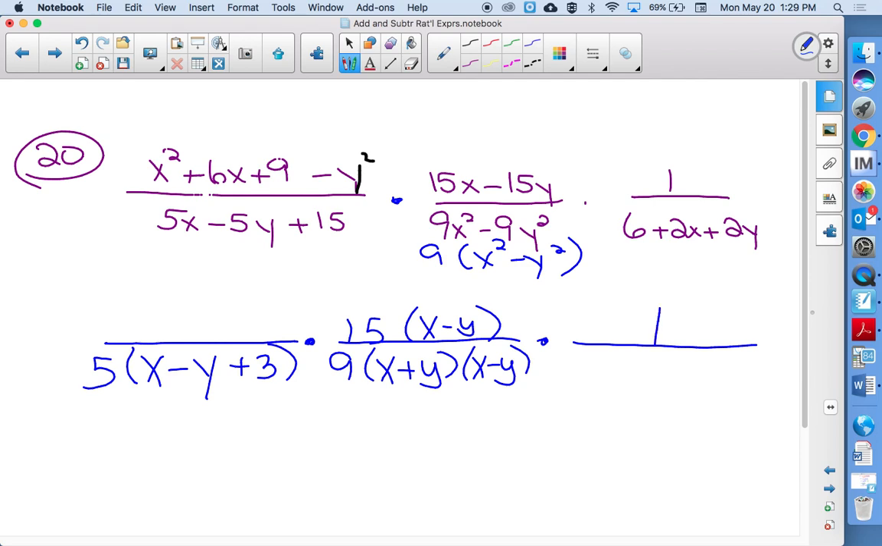This one is just a 1. Yeah, right? And Kate, that last fraction, we could pull out a 2. And then that gives us 3 plus x plus y. It's a lot of GCF there, except for the difference of perfect squares.